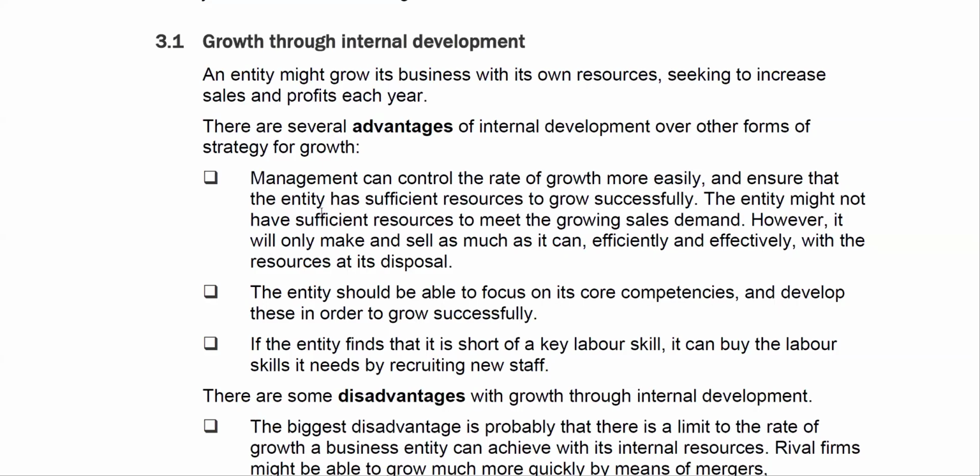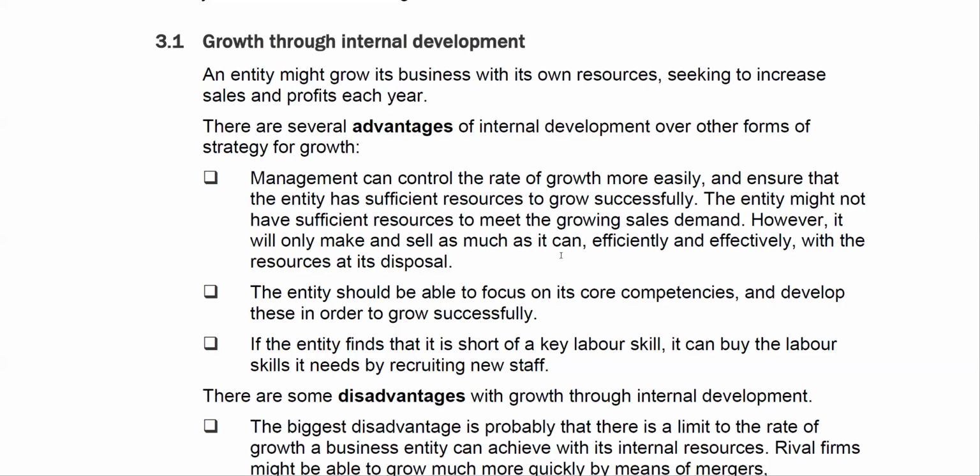Know what to say. So when we are looking at growth through internal development or organic growth, there are several advantages, okay, over other forms. So one, management can control the rate of growth more easily, as we said earlier, because you are growing on your own, and ensure that the entity has sufficient resources to grow what? Successfully. So the entity might not have sufficient resources to meet the growing sales demand. However, it will only make and sell as much as it can, efficiently and effectively, with the resources at its disposal. Also, the entity should be able to focus on its core competence and develop these in order to grow what? Successfully, because you are growing on your own. You are not using anybody else's resources to grow.